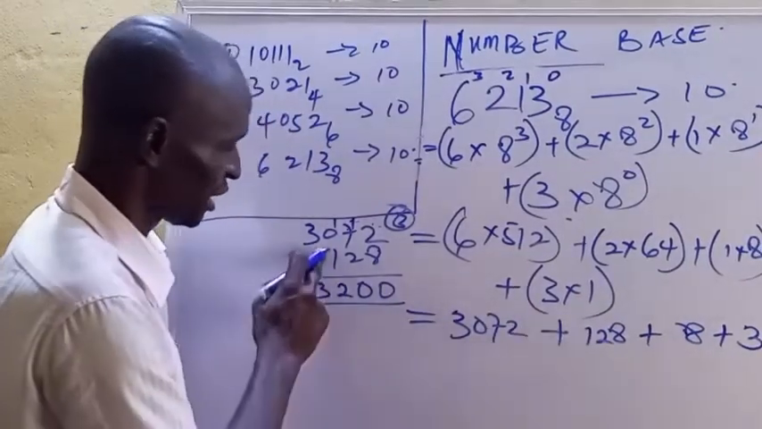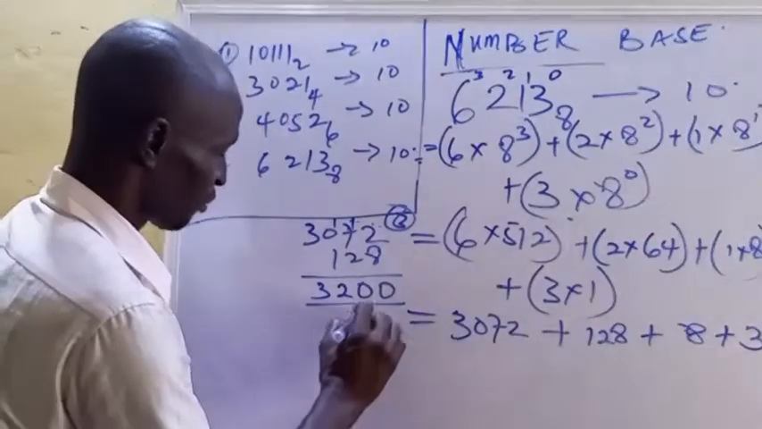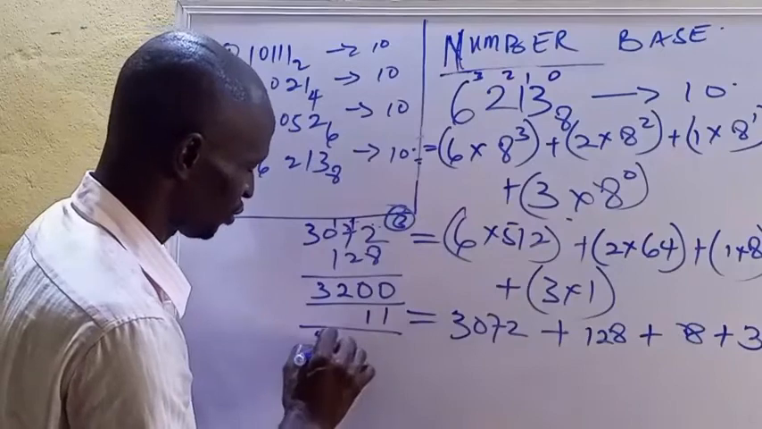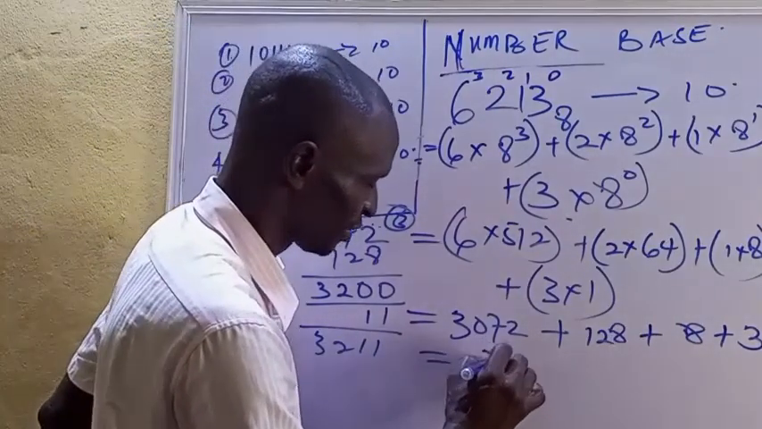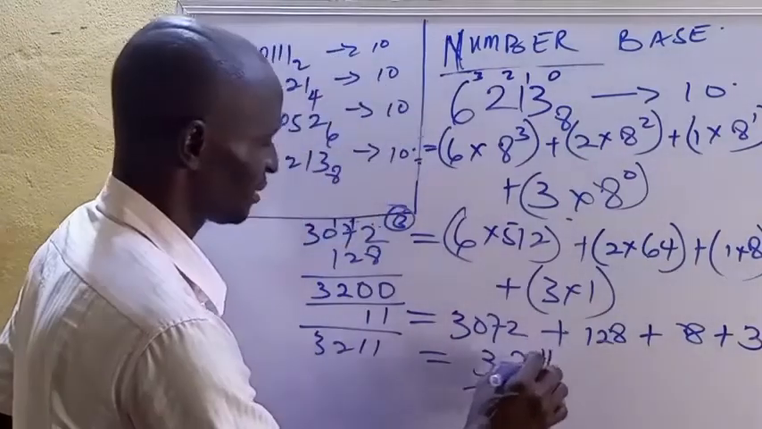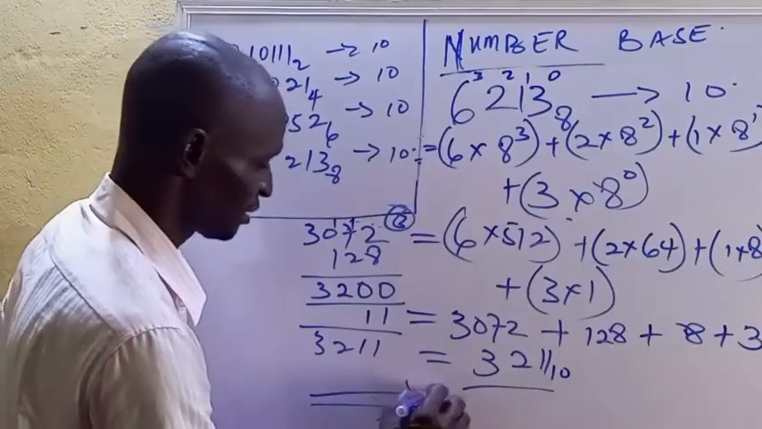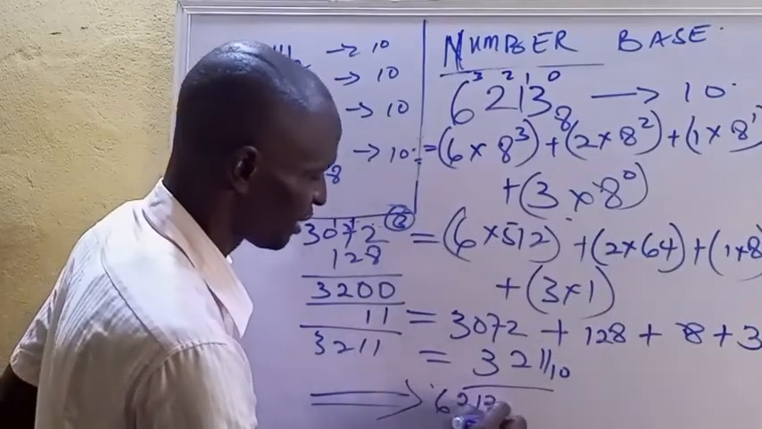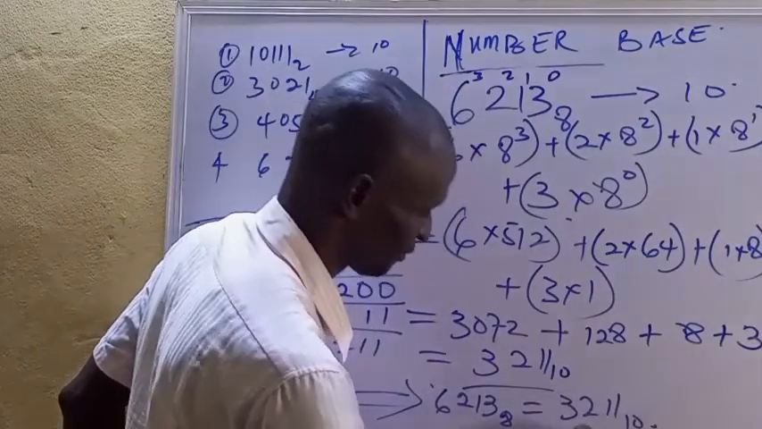I've added 128 here. Now plus 8. 8 plus 3 is 11. Plus 11 here. It becomes 3211. So the expression here is the same thing as 3211 base 10. So this implies that 6213 base 8 is the same thing as 3211 base 10.